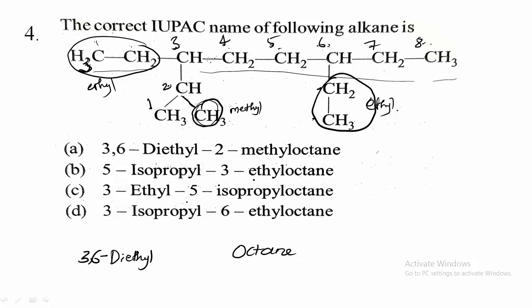And after this, at the second position, a methyl group is there. So I will write 2-methyl octane. So this is the name of the compound: 3,6-diethyl-2-methyl octane. So remember all the IUPAC rules. In any competitive examination, whether JEE, NEET or KCET, you will get at least one question from IUPAC nomenclature. So try to remember the rules and name the compound. So option A is the right one here.